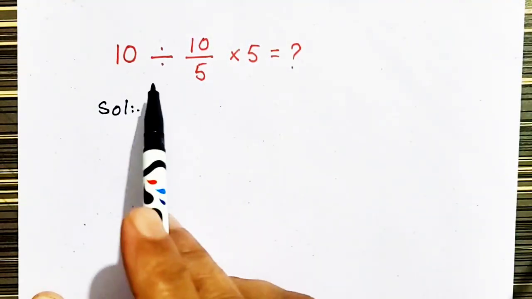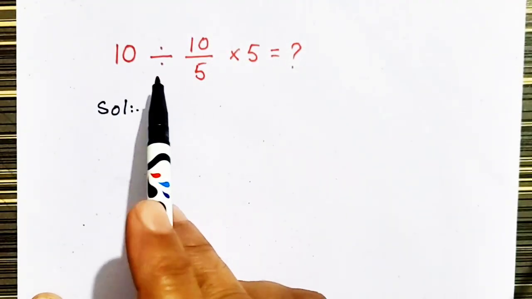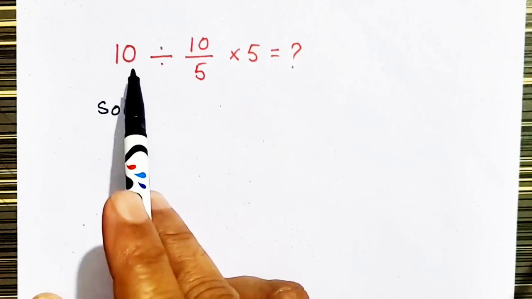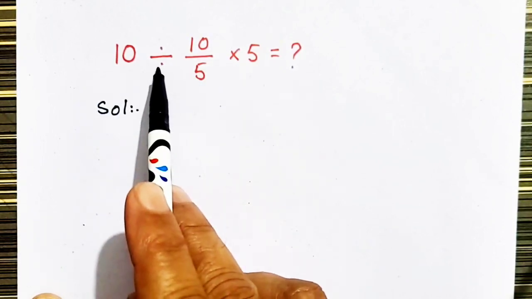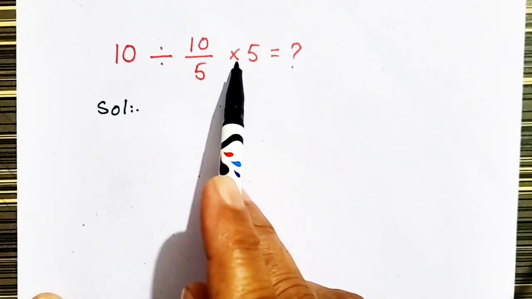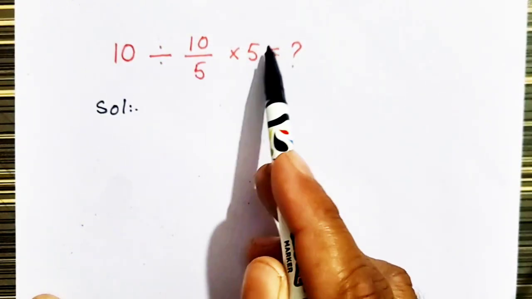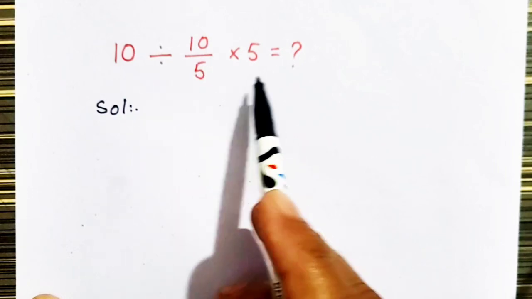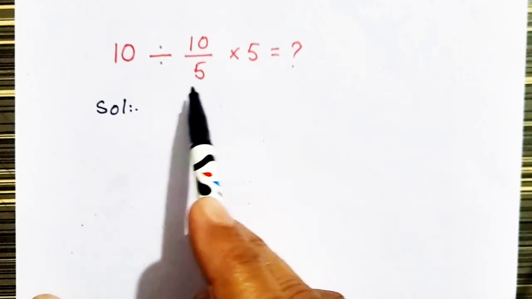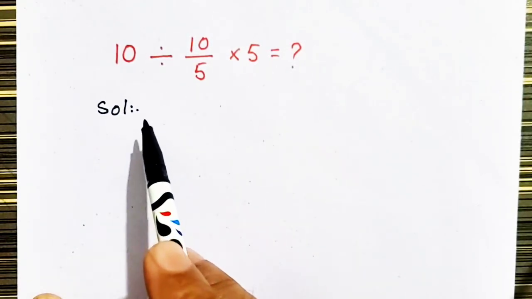The correct solution for this question is by moving from left to right, because we have division and multiplication. In the first case, we cancelled 5 and 5. 10 divided by 10 will be equal to 1, but 1 was incorrect. So what will be the exact solution of this question?